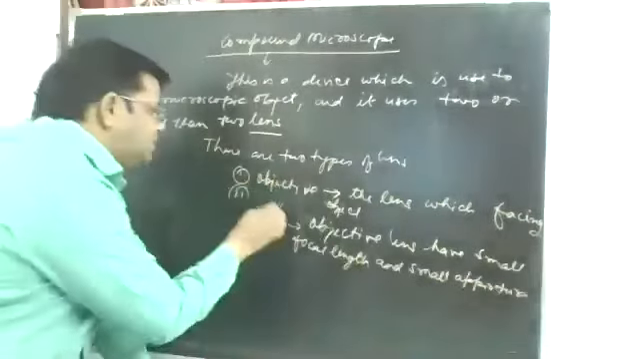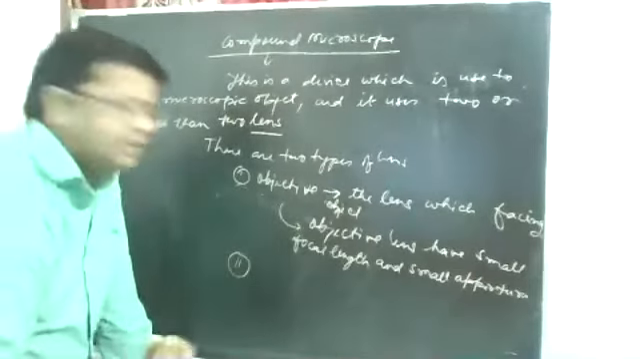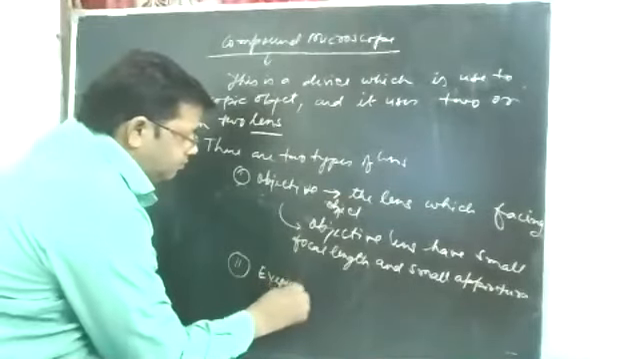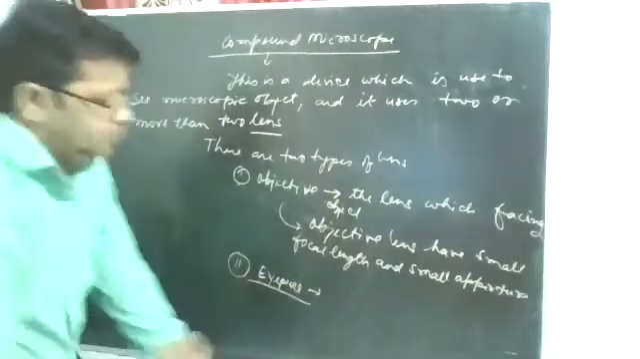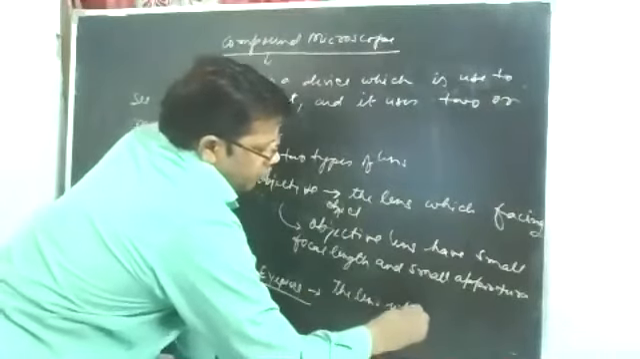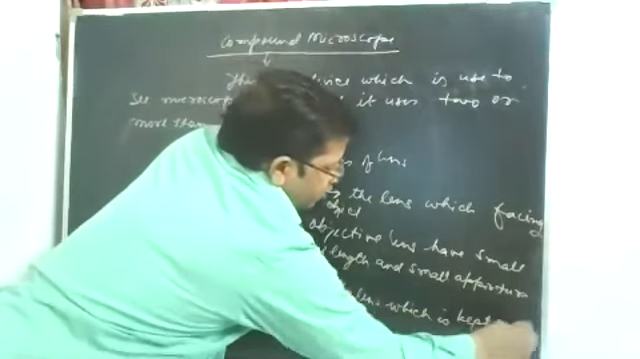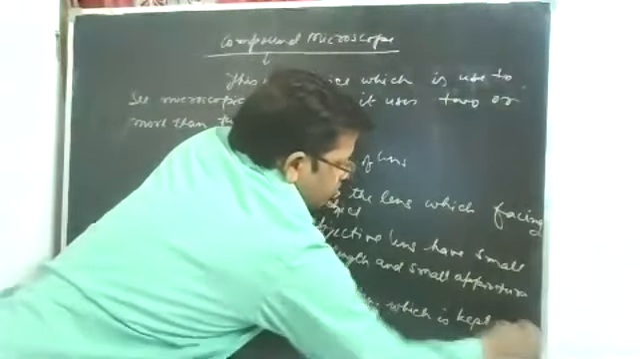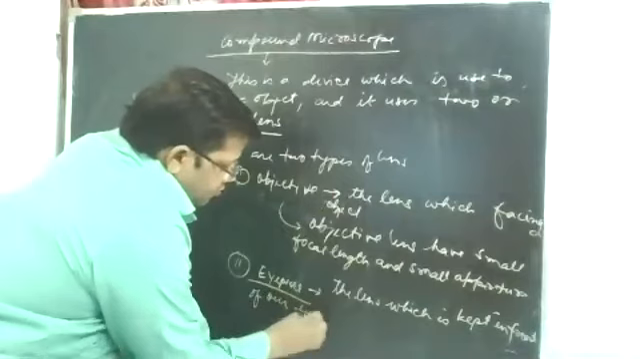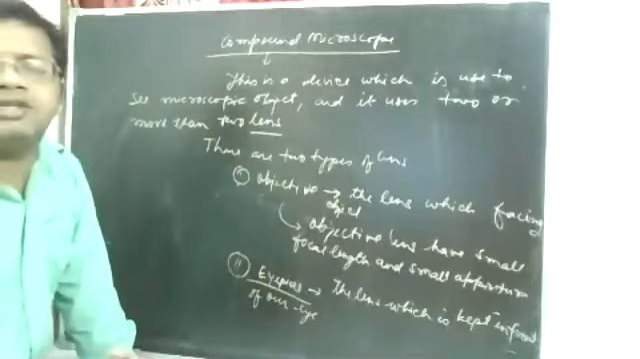In comparison to this lens, the lens which we keep in front of our eye is known as the eyepiece. The lens which is kept in front of our eye is called the eyepiece. What is the characteristic of this lens?